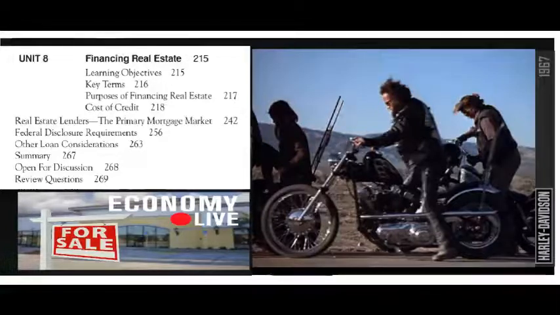The title to the property is transferred by the trustor, owner and borrower, to the trustee, a neutral third party, to hold on behalf of the beneficiary, lender, until the debt is repaid, even though the borrower retains possession. In the event the trustor defaults on the underlying debt, the trustee is instructed to sell the property and transfer the money obtained at the sale to the beneficiary as payment of the debt. An example of a deed of trust appears in Figure 8.3.